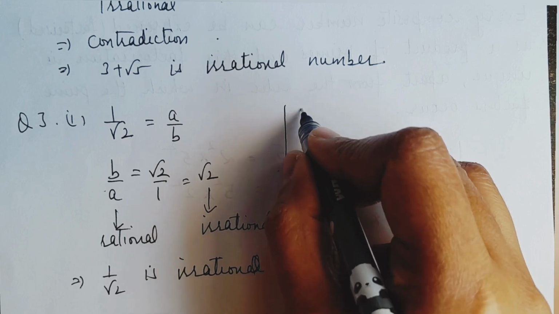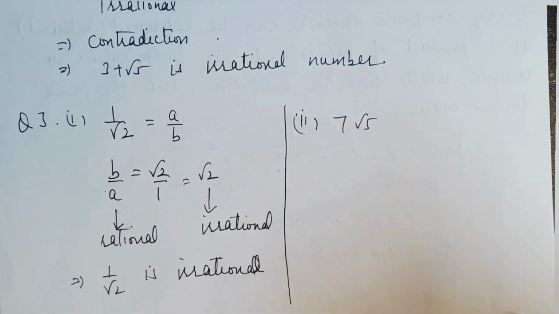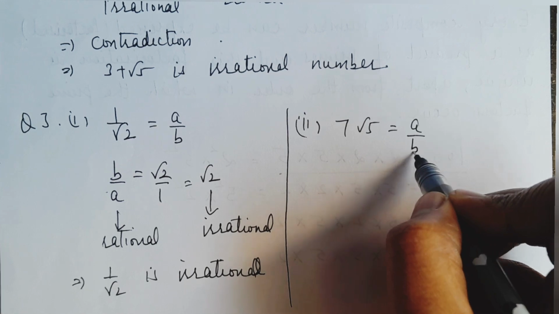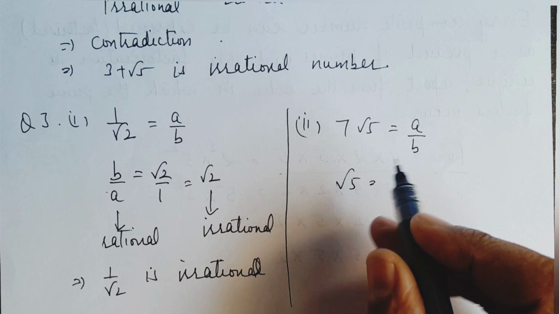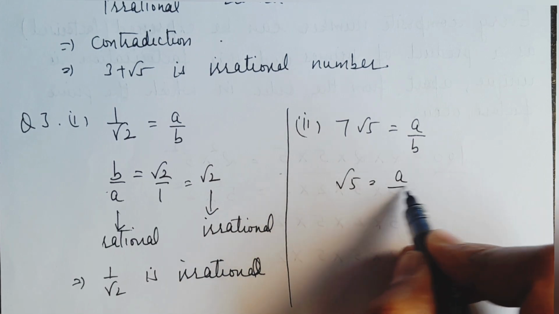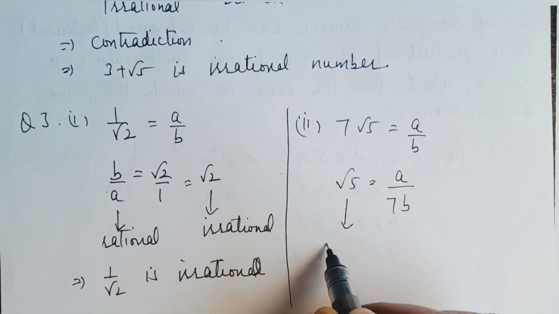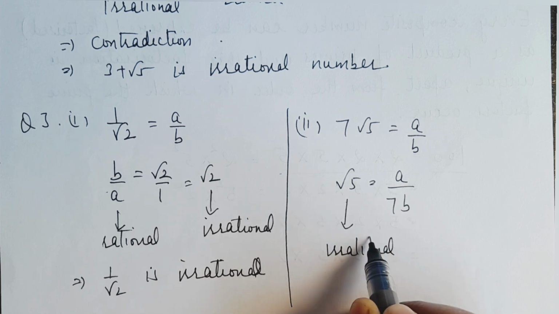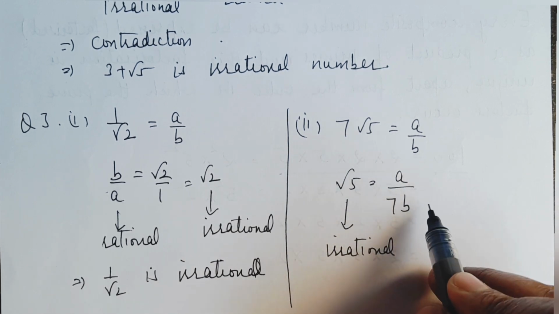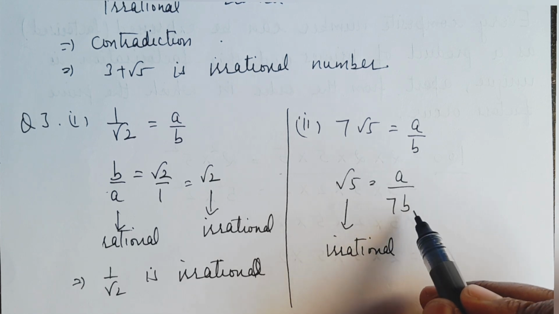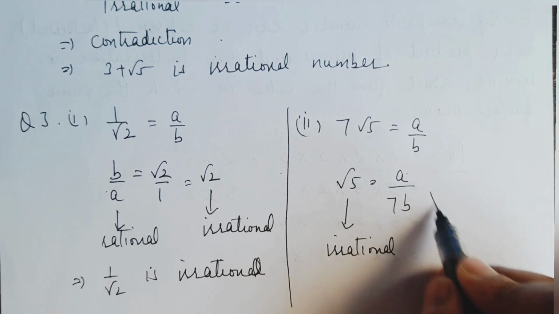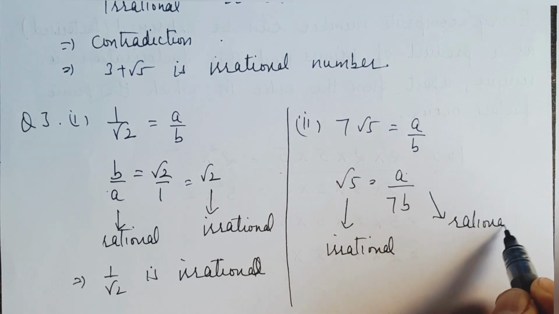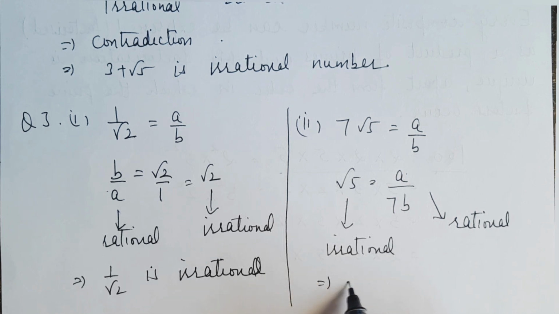Now similarly, the second part of this is 7 root 5. Again we will use the same method. Let's take it equal to a by b, a rational number. Now 7 we will shift here. Only the irrational number we will keep on the one side. So a by 7b we will get. This is irrational, we have proved in question 1. Again and again we are doing the same thing. Now a by b is a rational number, and if b is an integer then 7b is also an integer. So if we divide an integer by an integer we will get a rational number only. This is rational. So again we get a contradiction, and 7 root 5 is not rational, so it is an irrational number.